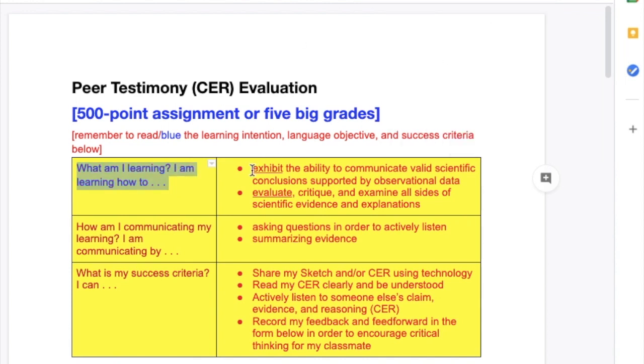I'm learning how to exhibit the ability to communicate valid scientific conclusions supported by observational data. I am also learning how to evaluate, critique, and examine all sides of scientific evidence and explanations. Okay, so this second one I'm going to focus on first. This is going to be your 5 grades. I'm going to turn that blue because that's the one I'm doing right now, evaluating.